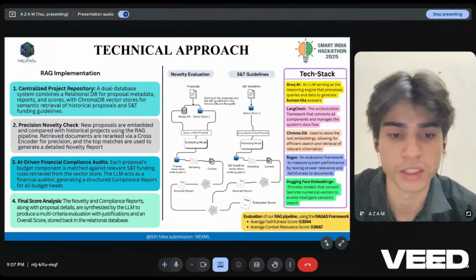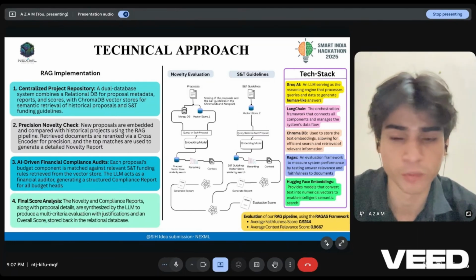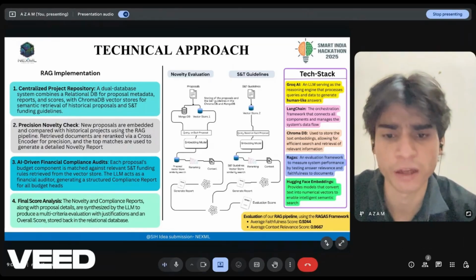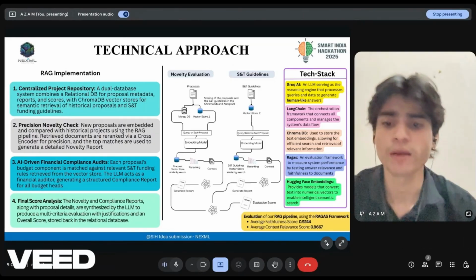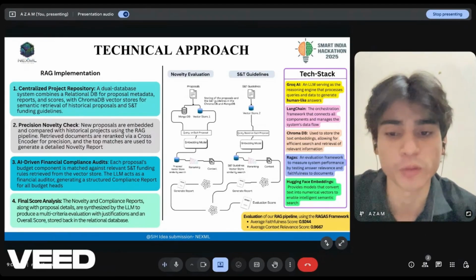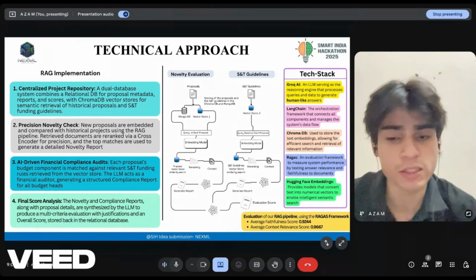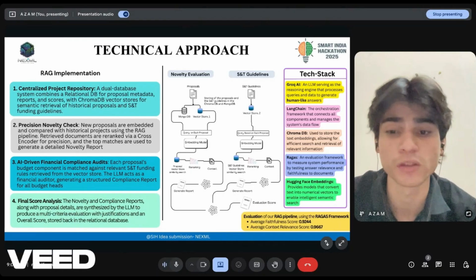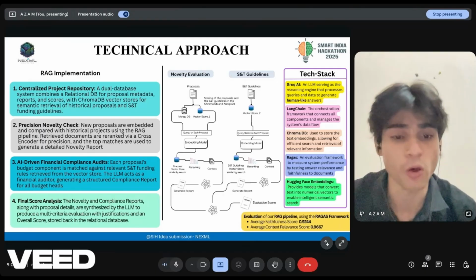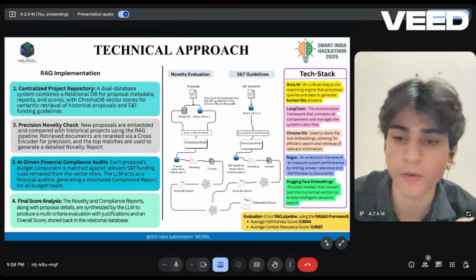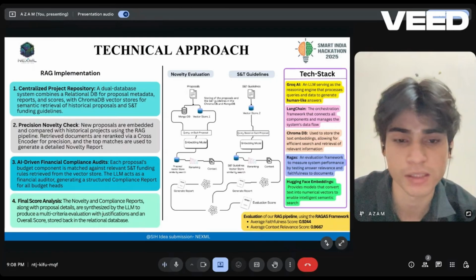Now, how do we perform the novelty check? We take the new proposal, divide it into chunks, and perform the LangChain indexing and the embedding formation. Now we query the vector database so that we can find the most similar proposals. Once we retrieve all the most similar proposals, we re-rank them again using the cross encoder to ensure that we get the most relevant proposals for our novelty analysis.